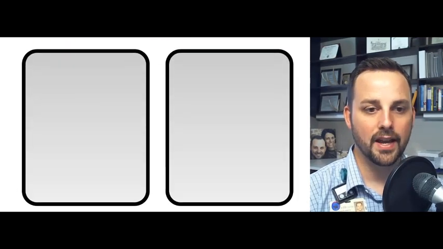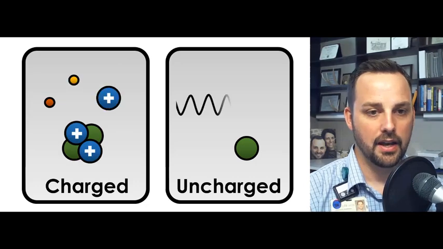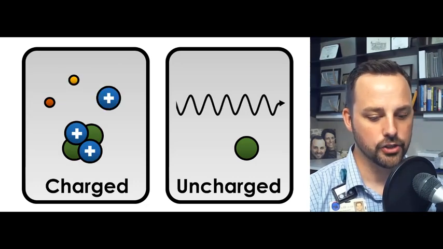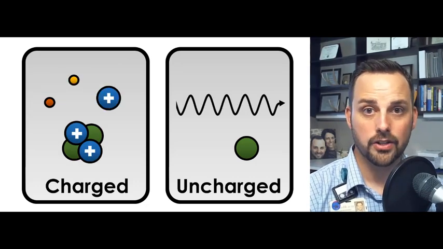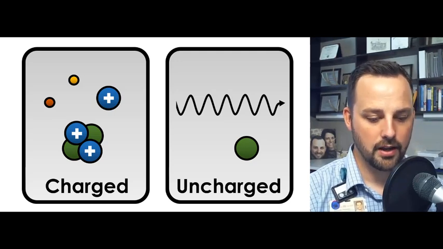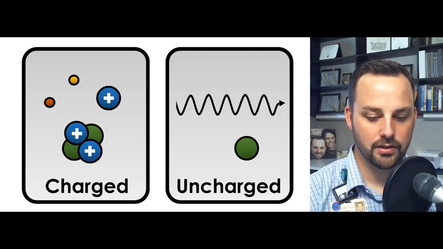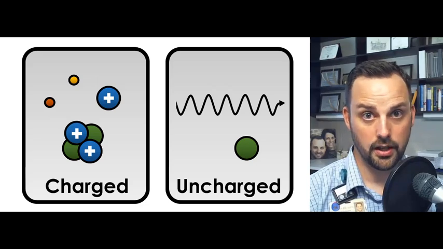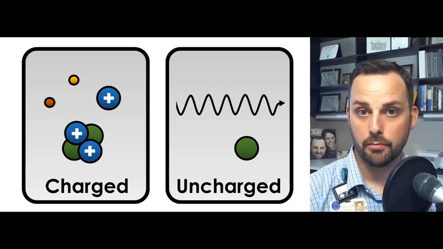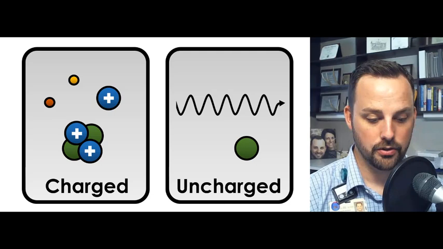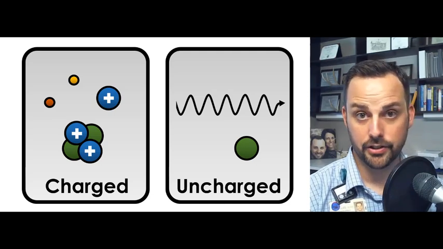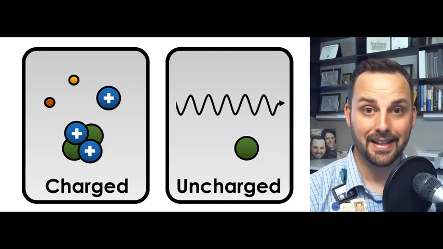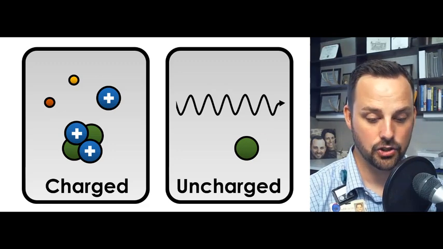Let's look at our last way of categorizing radiation, and that is charged or uncharged. And I think this one's very straightforward. A charged radiation is literally any kind of radiation that carries an electric charge, such as alpha particles, beta particles, electrons, positrons, protons, anything that carries a net charge.